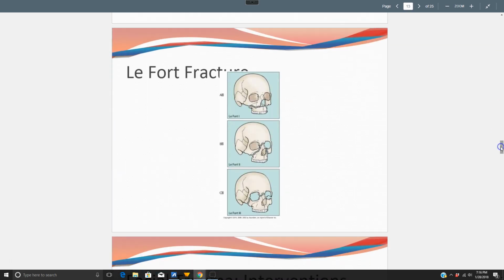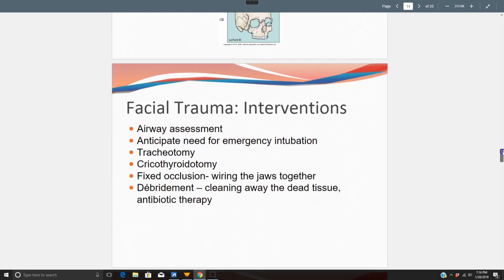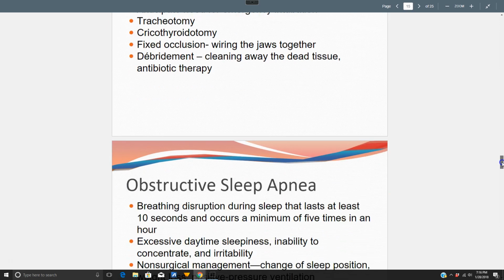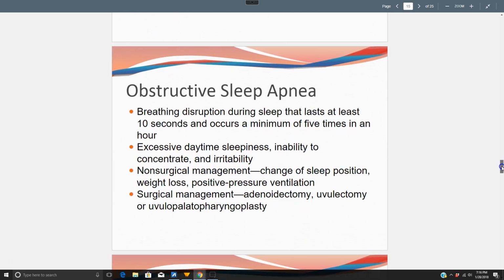And this is a picture of the Lefort fractures and how they look, 1, 2, and 3, okay? And as I said, these are the various interventions. I talked somewhat specifically about each one. Think about debridement too. Sometimes that's also done to clean away the dead tissues, and then again, to minimize or prevent infection, we would put these patients on antibiotics. I'm not going to get into this again.